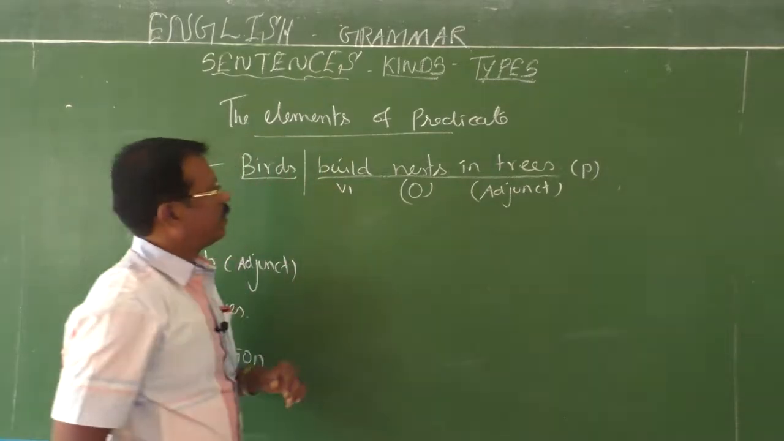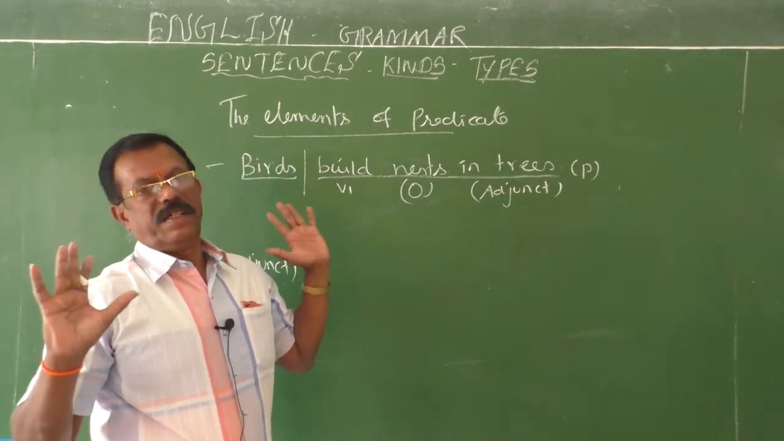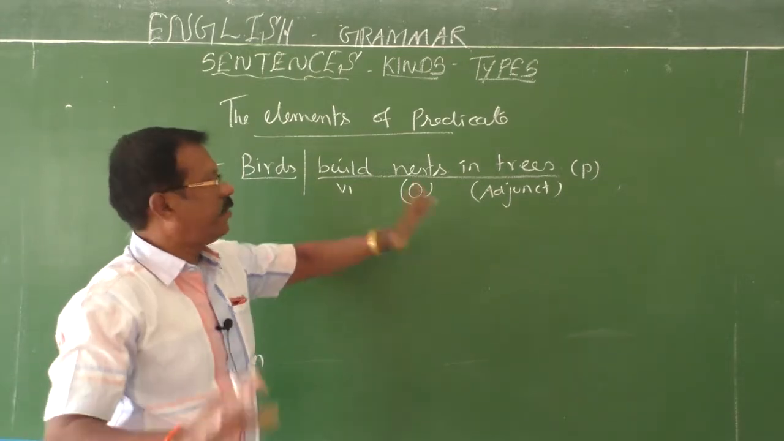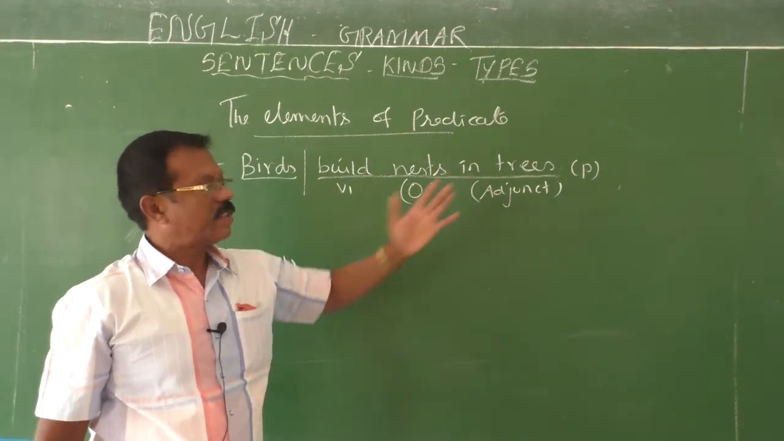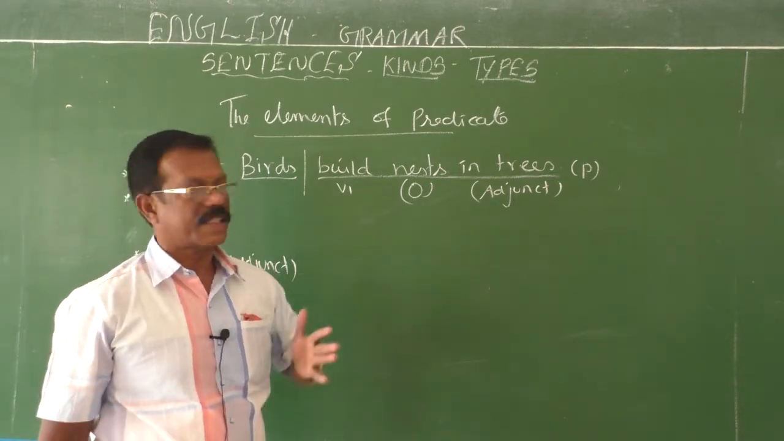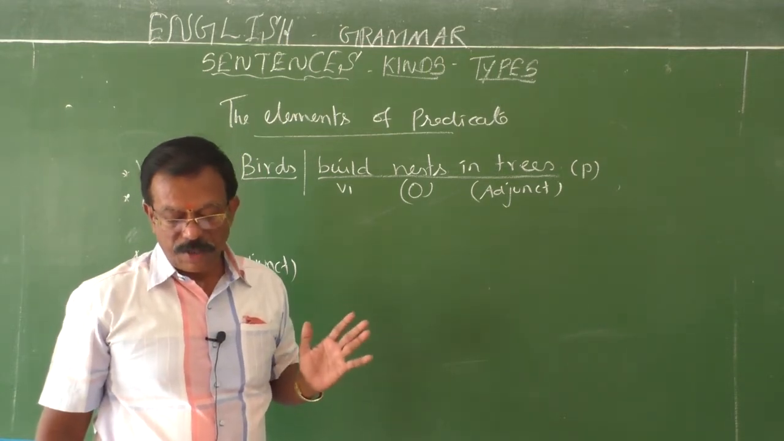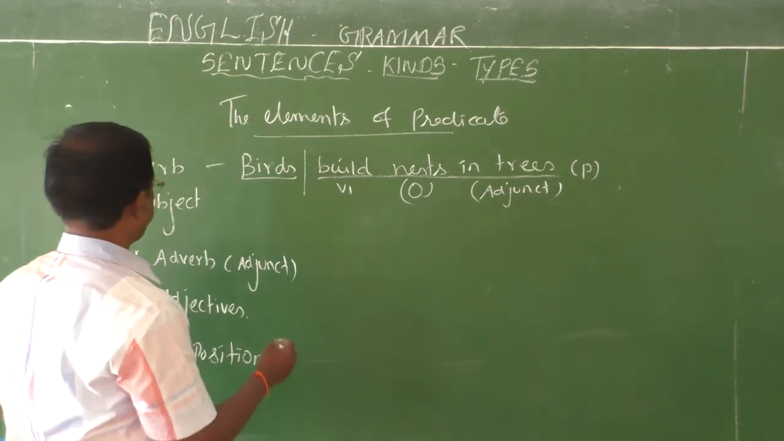Where do birds build nest? They build nest in trees. So it's an answer for the place where. So it's an adverb of place. So here it functions as an adjunct. Okay, fine. Second sentence. A cold wind blew last night.